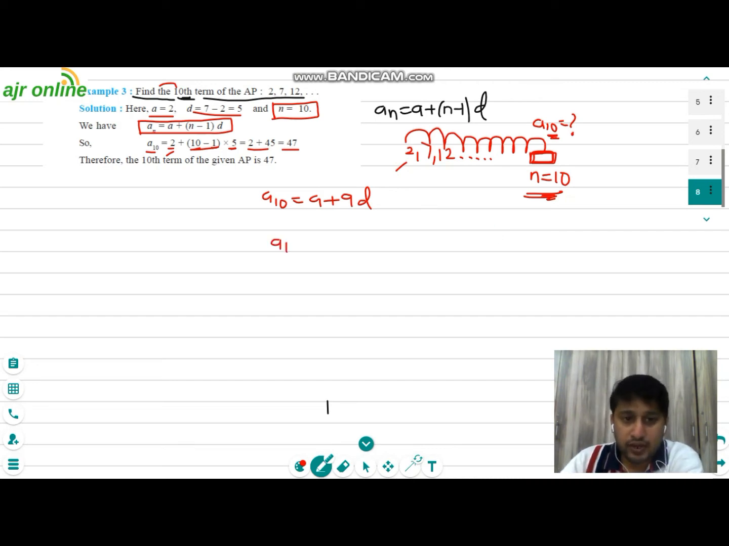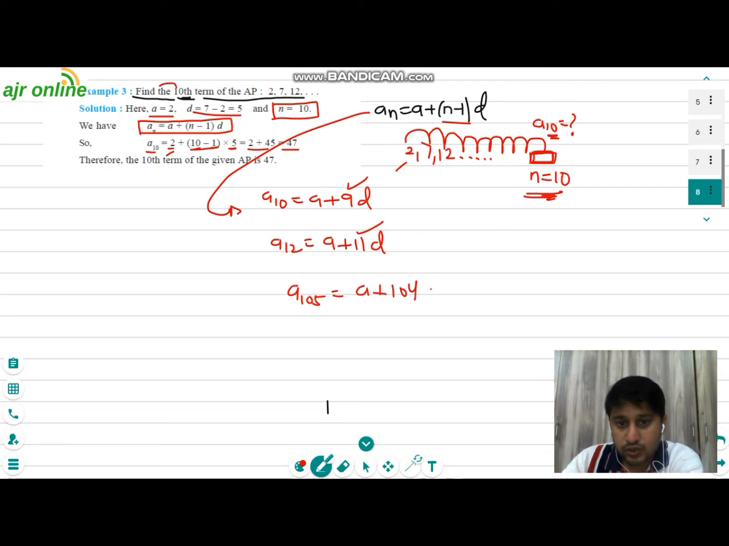If you have to find a12, just simply do a plus 11d. This is coming by this formula only, because it is n minus 1: 10 minus 1 will be 9, 12 minus 1 will be 11. If you have to find a105, just write a plus 104 into d. If you have to find a97, you will just do a plus 96d. It is the same formula.